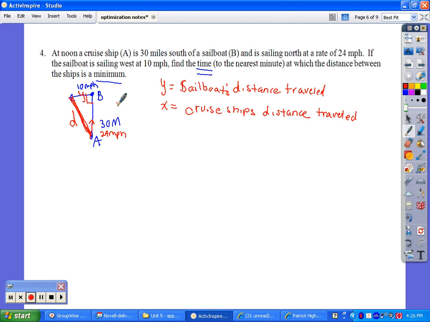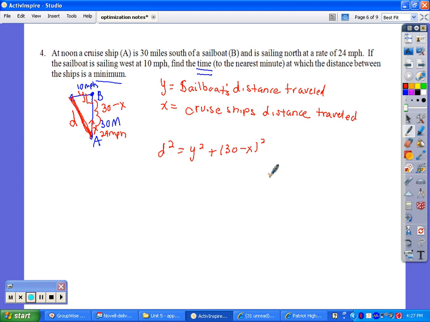Now, what we have to be careful of is that this distance is not just x, okay? X is how far the cruise ship traveled. So it started 30 miles away, and then it traveled the distance of x. So this length is actually 30 minus x, because we're taking the total distance, subtracting the distance that it traveled. And then we're going to use our Pythagorean theorem. So we have d squared is equal to y squared plus (30 minus x) squared. And that is my equation.